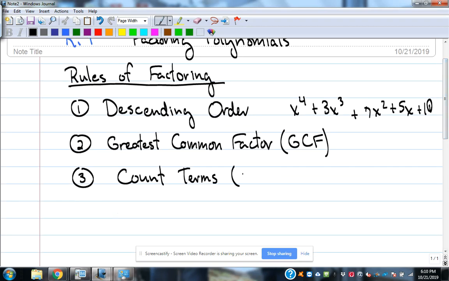Terms are separated by plus signs or minus signs, okay? Based on the number of terms, it tells you what strategy of factoring to use, okay?